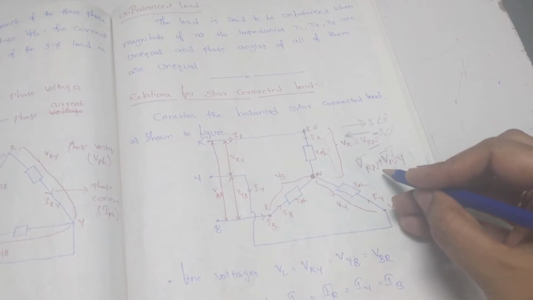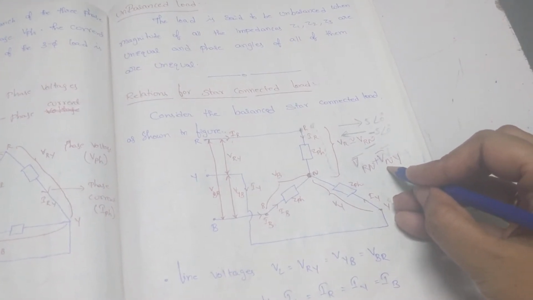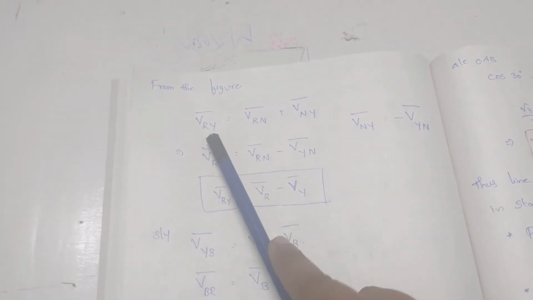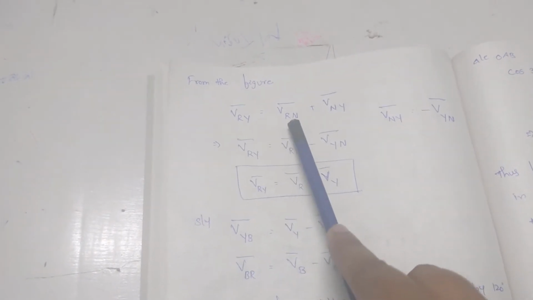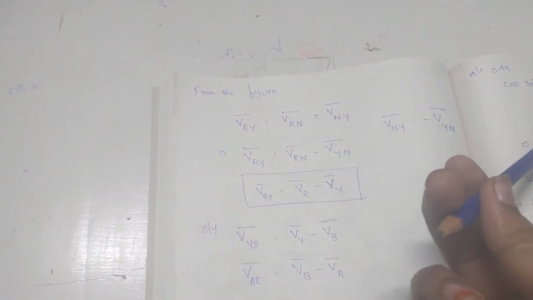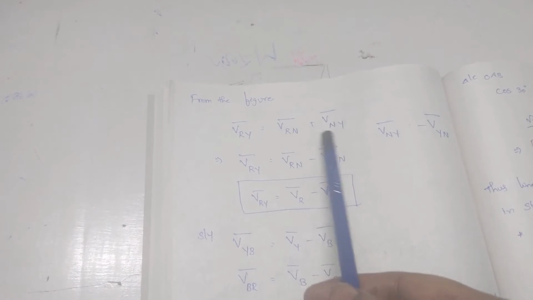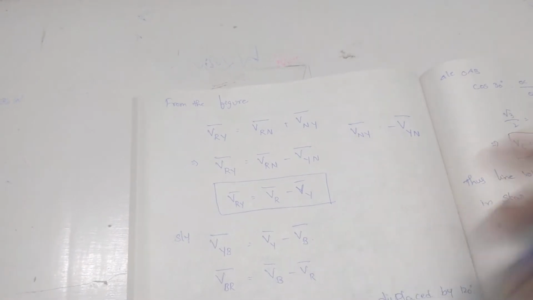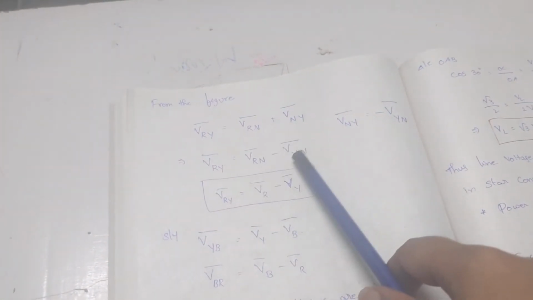In a similar fashion, instead of considering VNY, we are modifying it as minus VYN. So the same things we have written here. The VRY phasor, we represented as VRN plus VNY. But to modify the direction, because subtraction is not available for us, we just modify the direction by changing the sign of the magnitude. So it will be represented as VRN minus VYN.